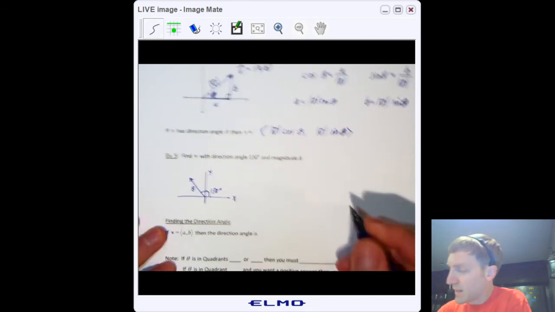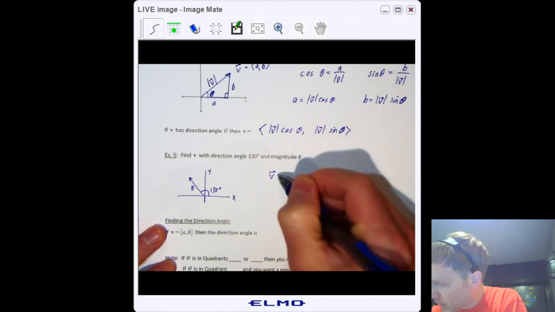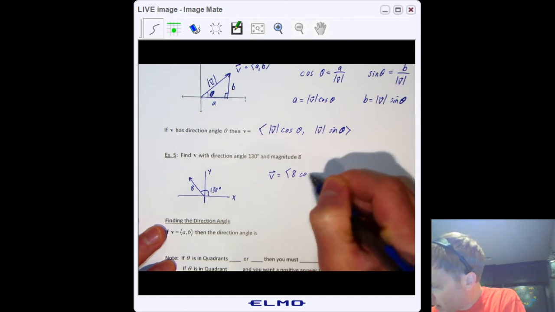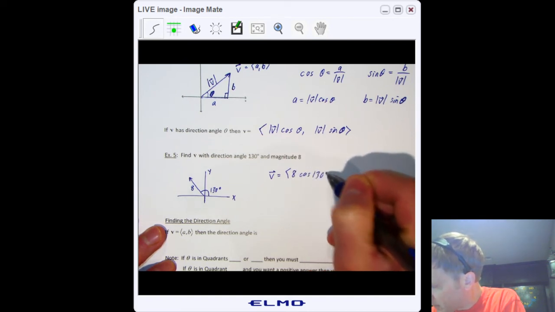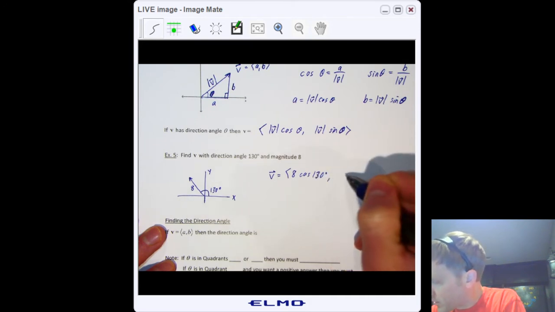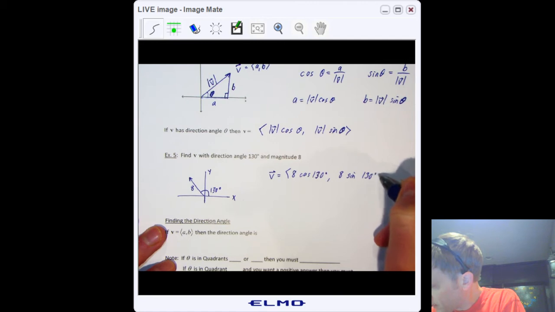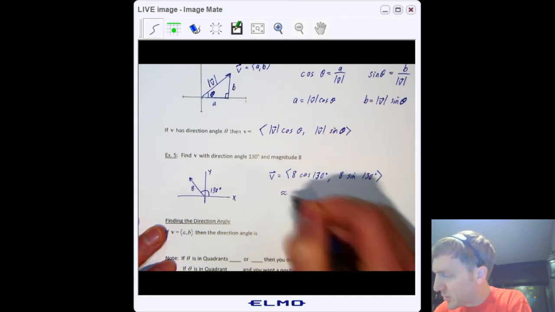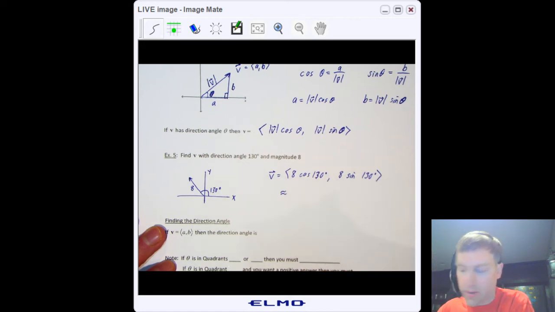All right, so let's find the component form. According to what we said above, it's going to be magnitude times the cosine of the angle. So 8 cosine 130, and then 8 sine 130. Type those in your calculator. Now make sure you're in degree mode, right? Because those angles are in degrees. Make sure your calculator is in degree mode.